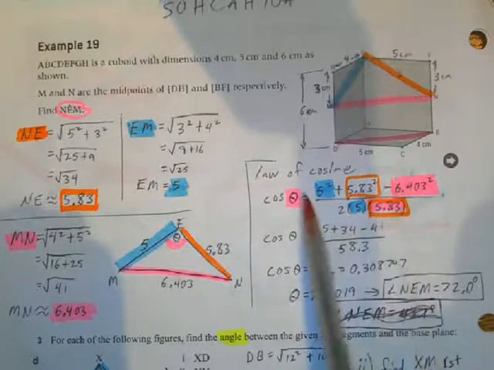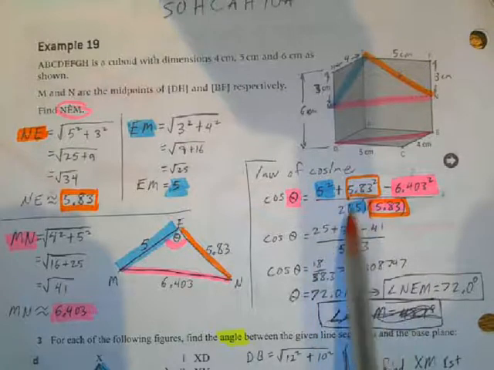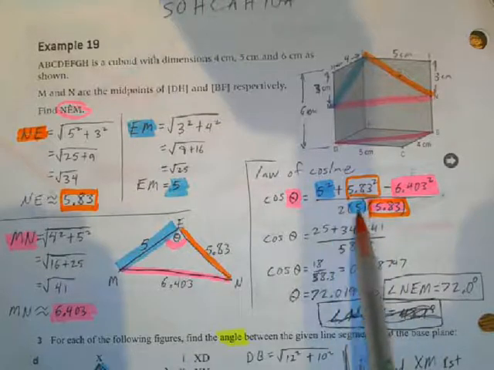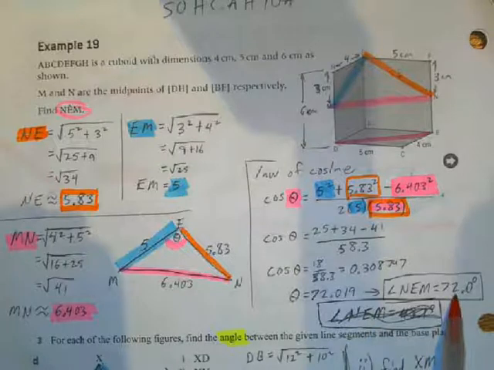Okay, so I simplify all this, and I get 5 squared is this, 5.83 squared is this, 6.403 squared is this, 2 times this gives me this. Simplify the ratio, and we get this decimal, and second cosine, and we get 72.0 degrees.